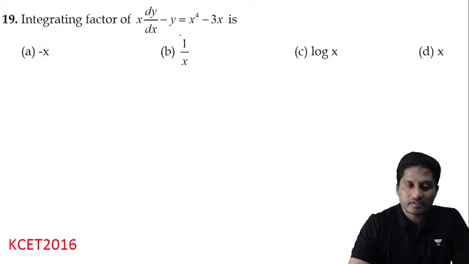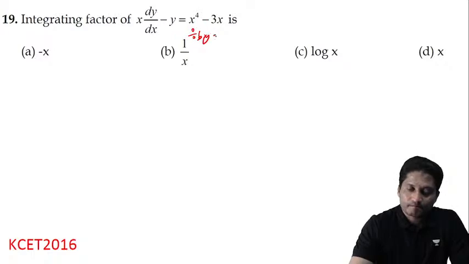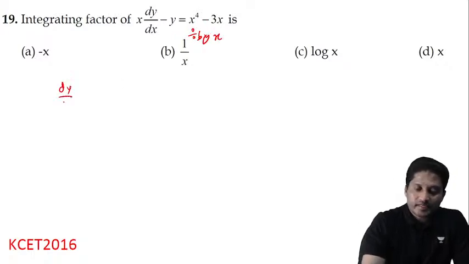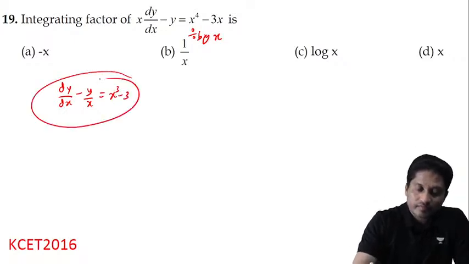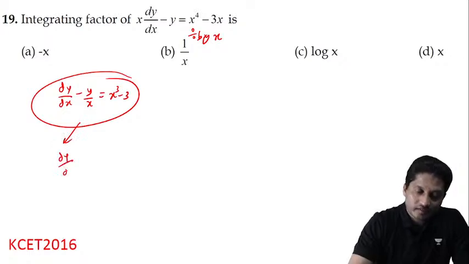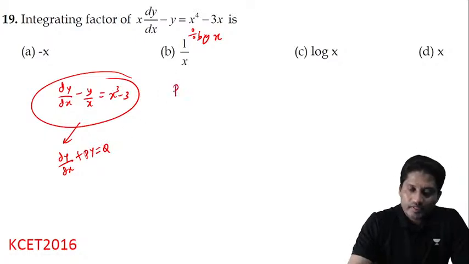Integrating factor of this differential equation. If you divide throughout by x, you will get dy by dx minus y by x is equal to x to the power 4 minus 3x by x, or you divide by x, you get x cube minus 3. So it is of the form dy by dx plus Py is equal to Q. P is equal to minus 1 by x.